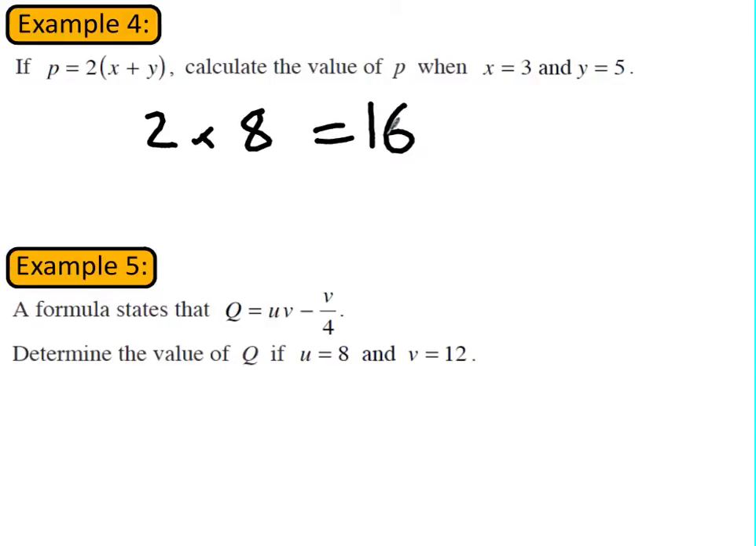In example 5, we've got to find Q. If we have uv minus v over 4 is q. So uv, well, 8 times 12, that's 96, minus v over 4, well, that's 12 over 4, which is 3. So our answer is 93.